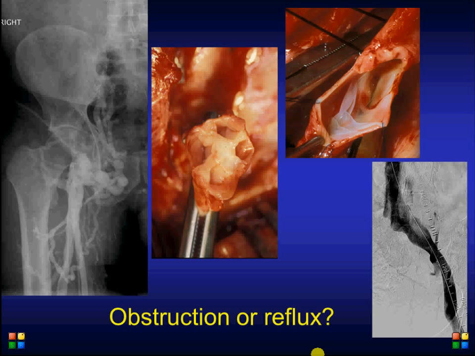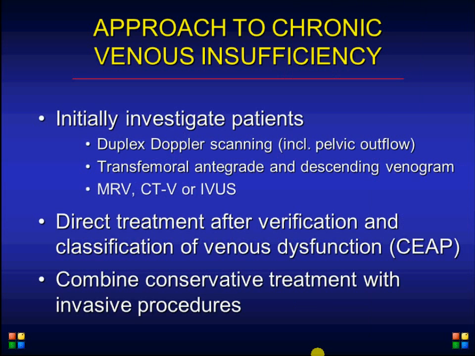You can have a similar thing with primary disease. So when we approach chronic venous insufficiency, as we have pointed out before, it is important to initially investigate the patients. The mainstay is the duplex Doppler, but you have to include the pelvic outflow, and you might have to add other investigations to complete it. For your line of thought, it is important that you classify the disease not only by its severity, but also by etiology, anatomy, and pathophysiology. And then you start with conservative treatments as you consider the invasive procedures.